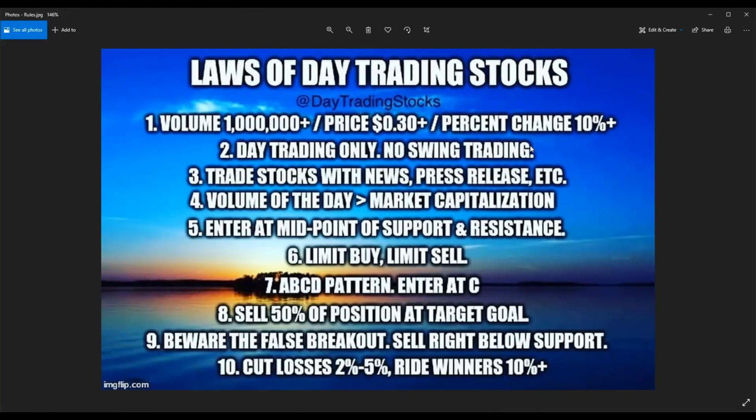They can get in, they can get out, they can secure their gains and profits without having to swing trade and hold overnight. And so that's why day traders can be very successful, because they don't swing trade. But there's nothing wrong with swing trading as long as you do it right. And so rule number 3, trade stocks with news, press release, etc. Anything that's causing a lot of activity.